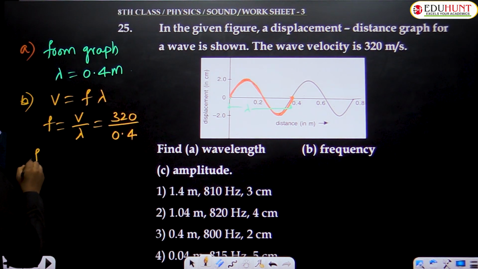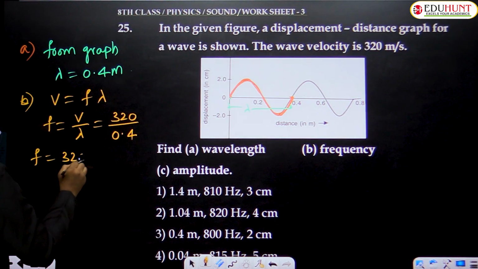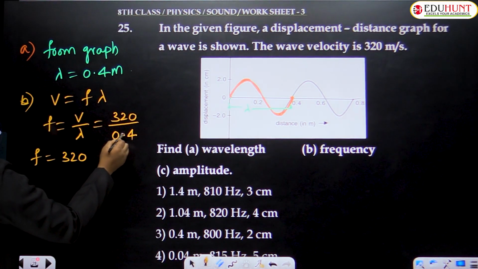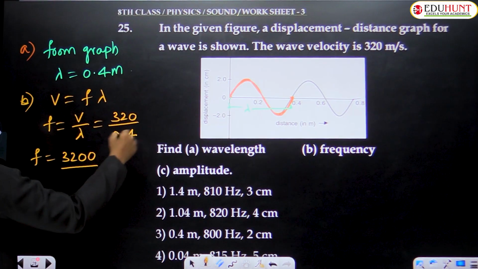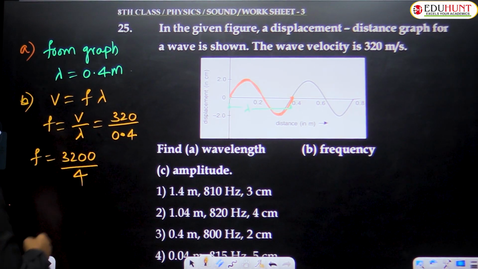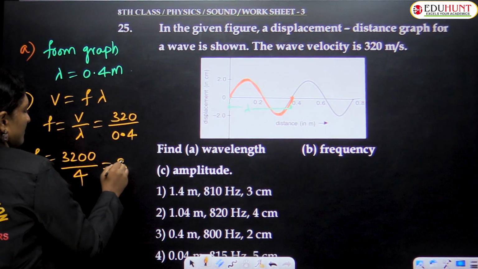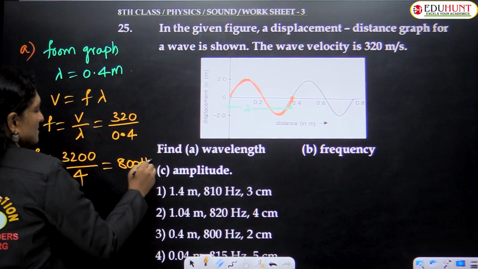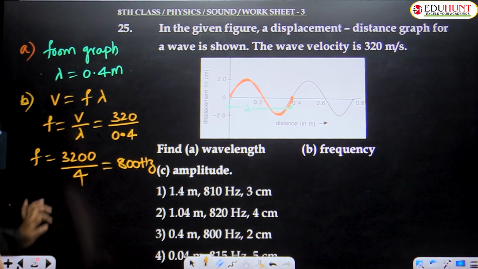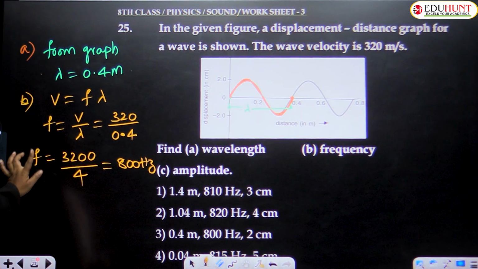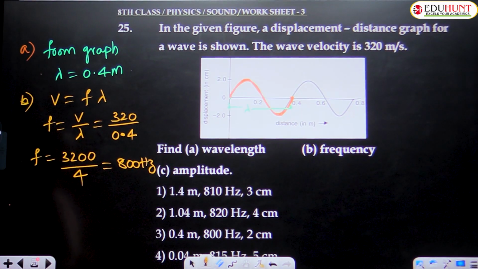This can be written as F equals 320 by 0.4. As the decimal is removed, multiply by 10 in numerator and denominator. We have 3200 upon 4, which is 8 4s are 32. So the answer is 800 hertz. So the first one you found as 0.4 meter as the wavelength, and the frequency you measured as 800 hertz.